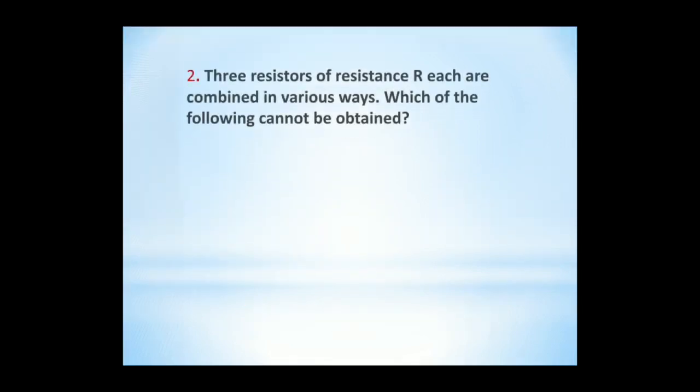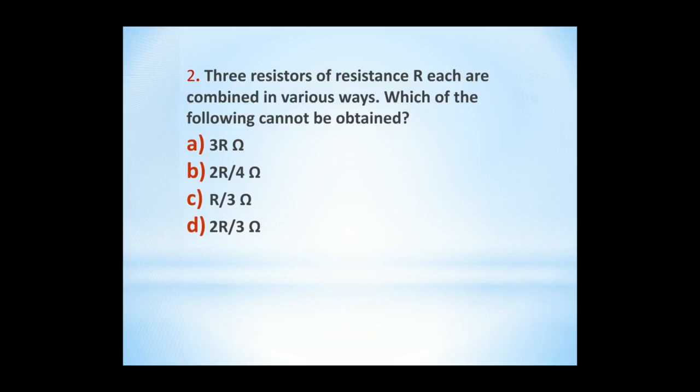The second multiple choice question is, 3 resistors of resistance R each are combined in various ways. Which of the following cannot be obtained? Option A 3R ohm, option B 2R by 4 ohm, option C R by 3 ohms, and option D is 2R by 3 ohms. So in this statement we have 3 resistors each having resistance R. When they are combined in various ways, we have to find their equivalent resistance.